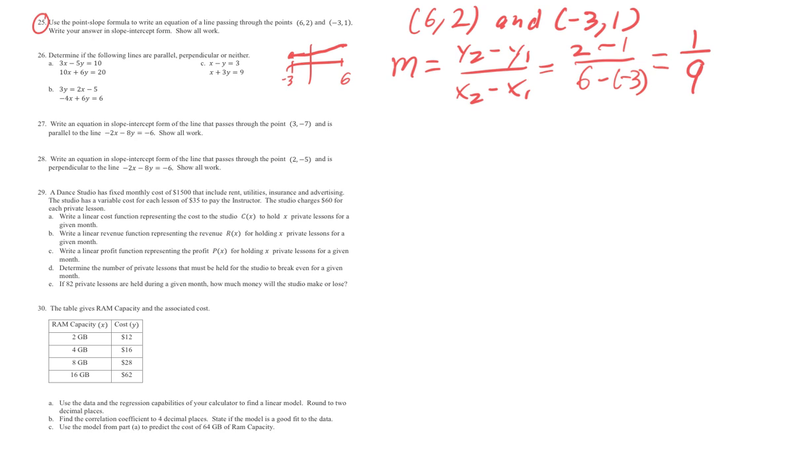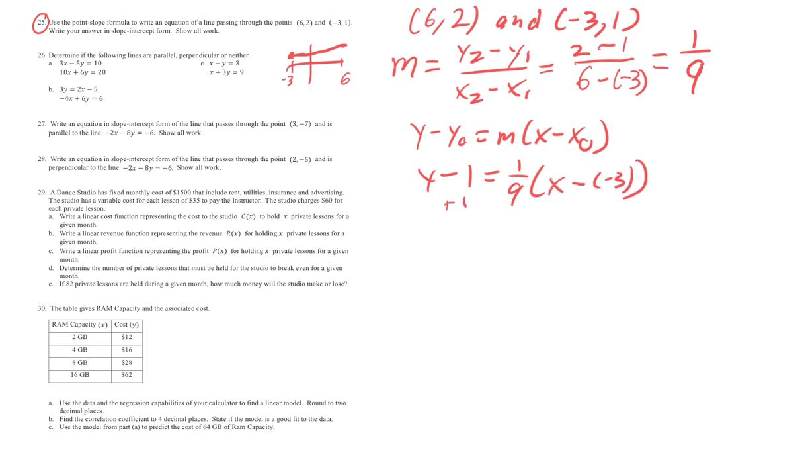Writing this in point slope form, we're going to pick one of our points to use: y minus our y is equal to our m times x minus our x. It's a point, right? So y minus, I'm going to choose (-3, 1). It just looks a little easier. You can use either one of them. So y minus 1 is equal to our slope of 1/9 times x minus -3.